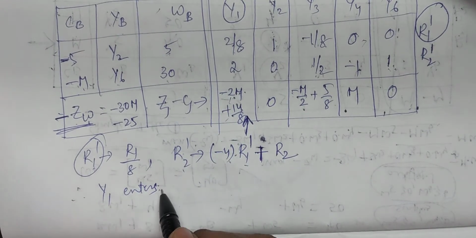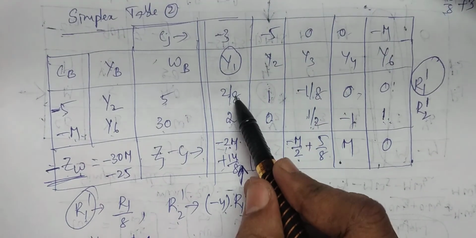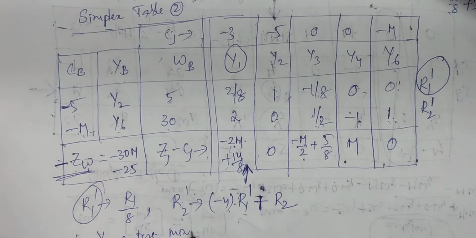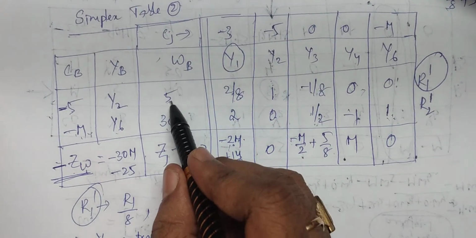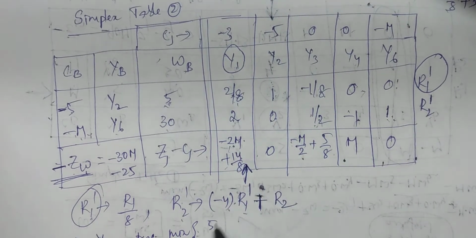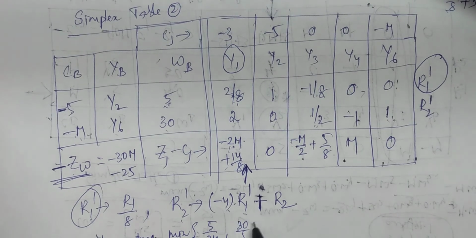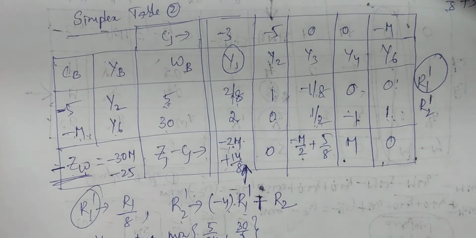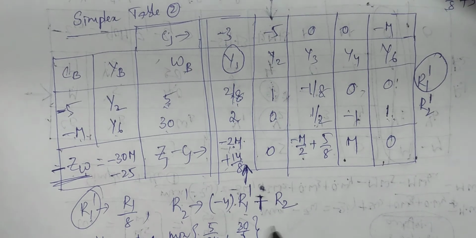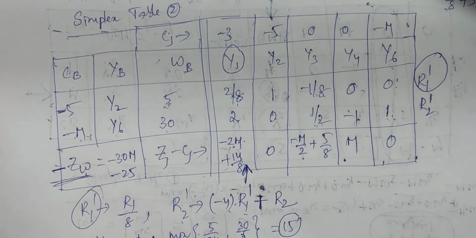And which vector is going to leave the basis? For this you observe the elements here, for y1, 2 by 8, 2. So both are positive. So calculate the minimum ratio. Minimum of omega bi by y1, that is 5 by 2 by 8, and 30 by 2, it is 15. 8 5s are 40, 40 divided by 2, 20. So the minimum element is 15. It is 20, it is 15.